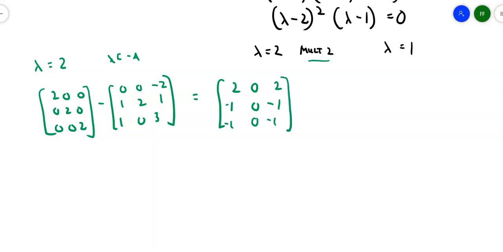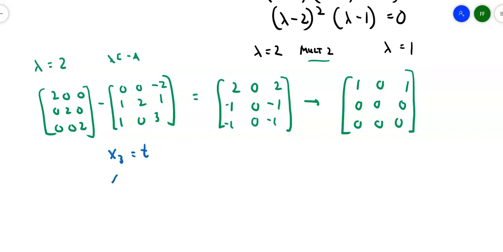Hey, this is good, because you notice all three rows are scalar multiples of each other. So now I can reduce the first row just to 1, 0, 1. The second row and the third row collapse into that first row. This means I need 2 parameters. And that's good, because 2 parameters will give me 2 eigenvectors. So let's let x sub 3 be t, and let's let x sub 2 be s. Then x sub 1, because I'm going to add my column of zeros over here, x sub 1 plus x sub 3 is 0, so x sub 1 is the opposite of x sub 3.